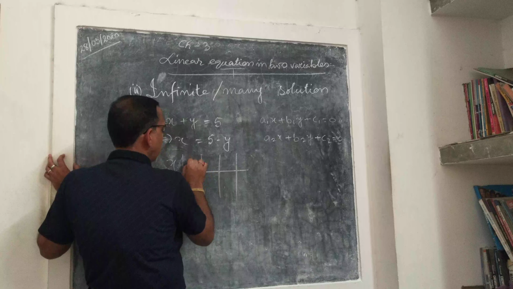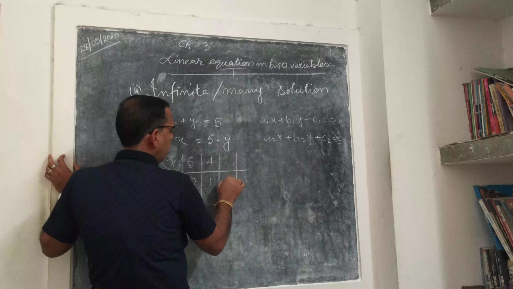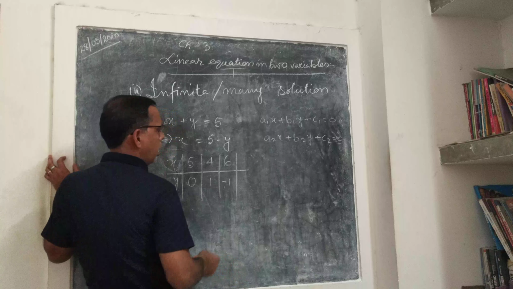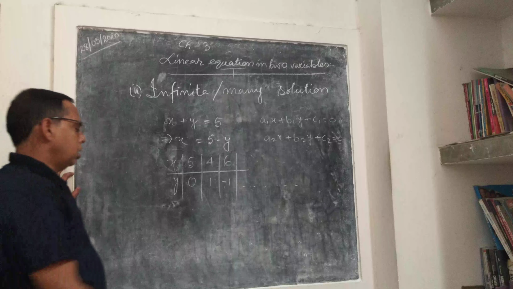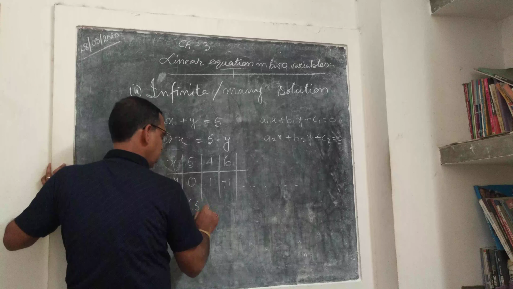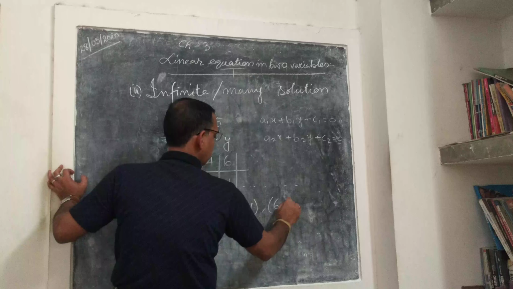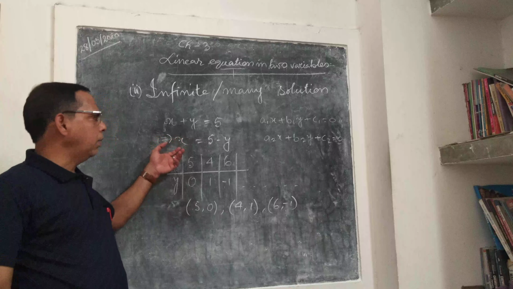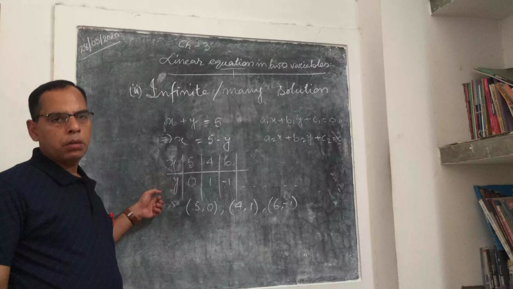Now let's see. y equal to 0, x equal to 5; y equal to 1, x equal to 4; y equal to minus 1, x equal to 6. And you can continue to get many values, that is, values are 5, 0, 4, 1, 6, minus 1. Here you see, one equation, and obviously we are getting infinitely many solutions.